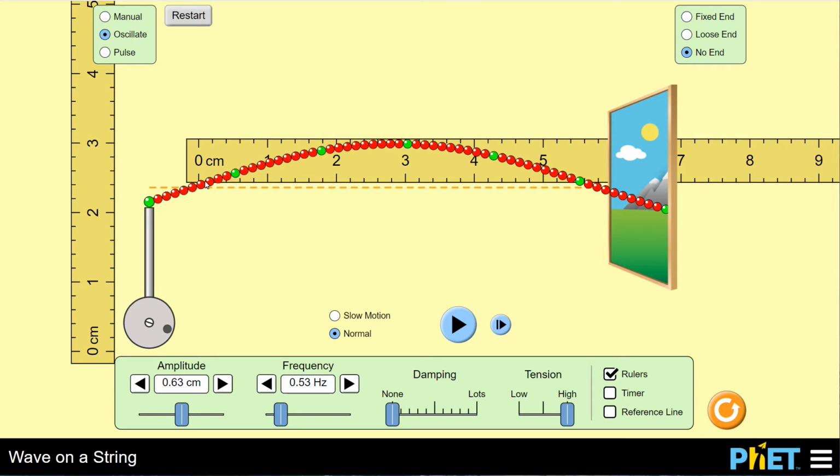So in this case, we've got a half wavelength that looks like about 5.6 centimeters. And so just multiply that by 2, you get about 11.2 centimeters. So your wavelength would be 11.2 in this case.